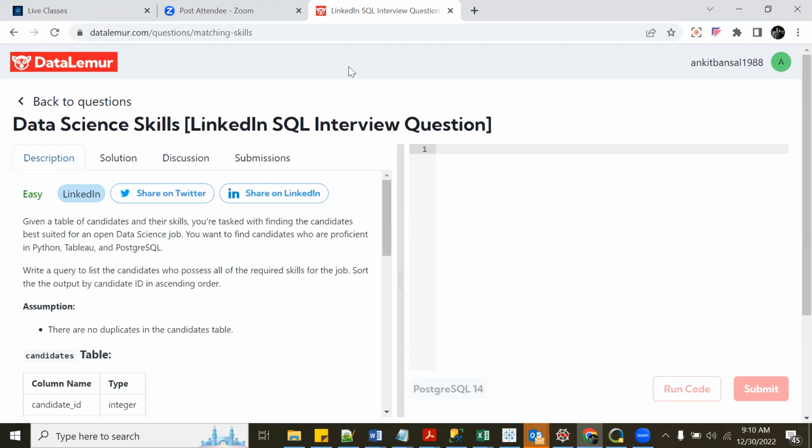Hi, Ankit. Yes, tell me. Does this SQL cover only data analyst or data engineering also? So see, SQL is common. No matter if it is data analyst or data engineer, SQL is common for everyone. There is no difference as such. It covers both data analyst and data engineering.